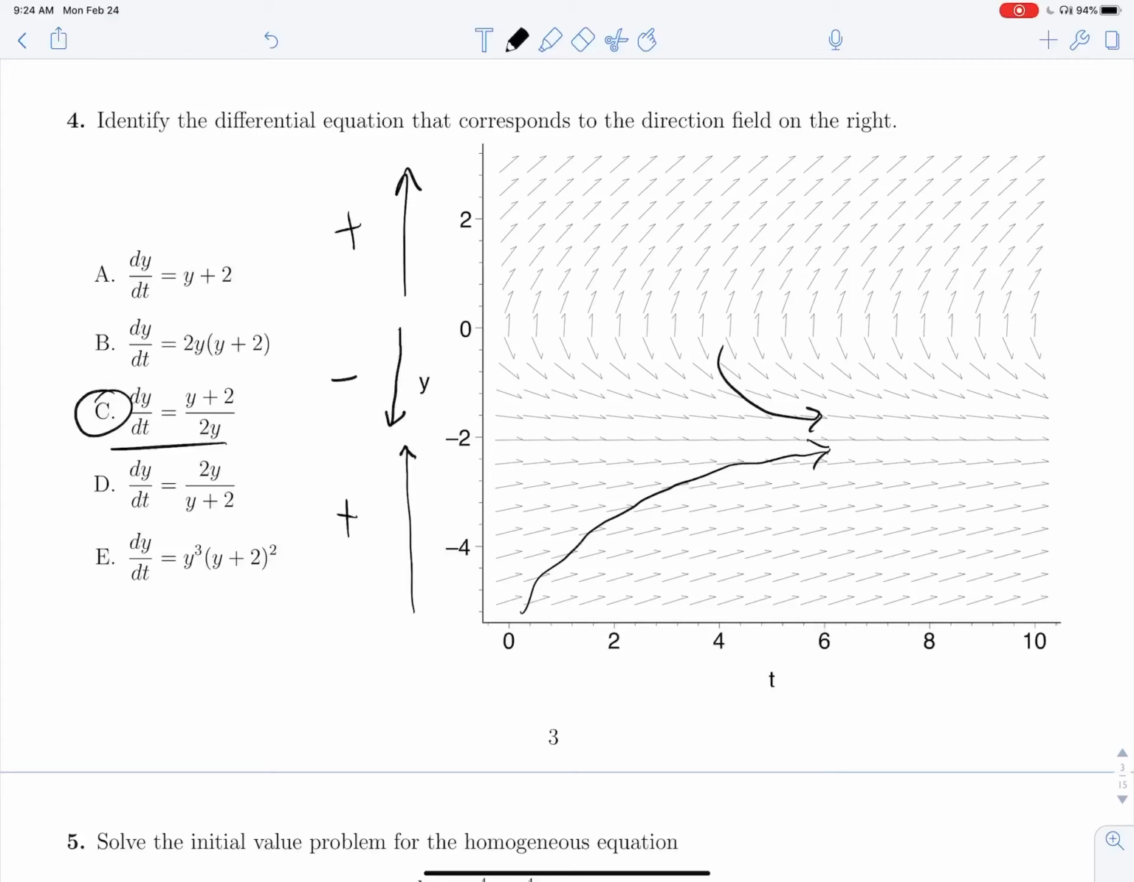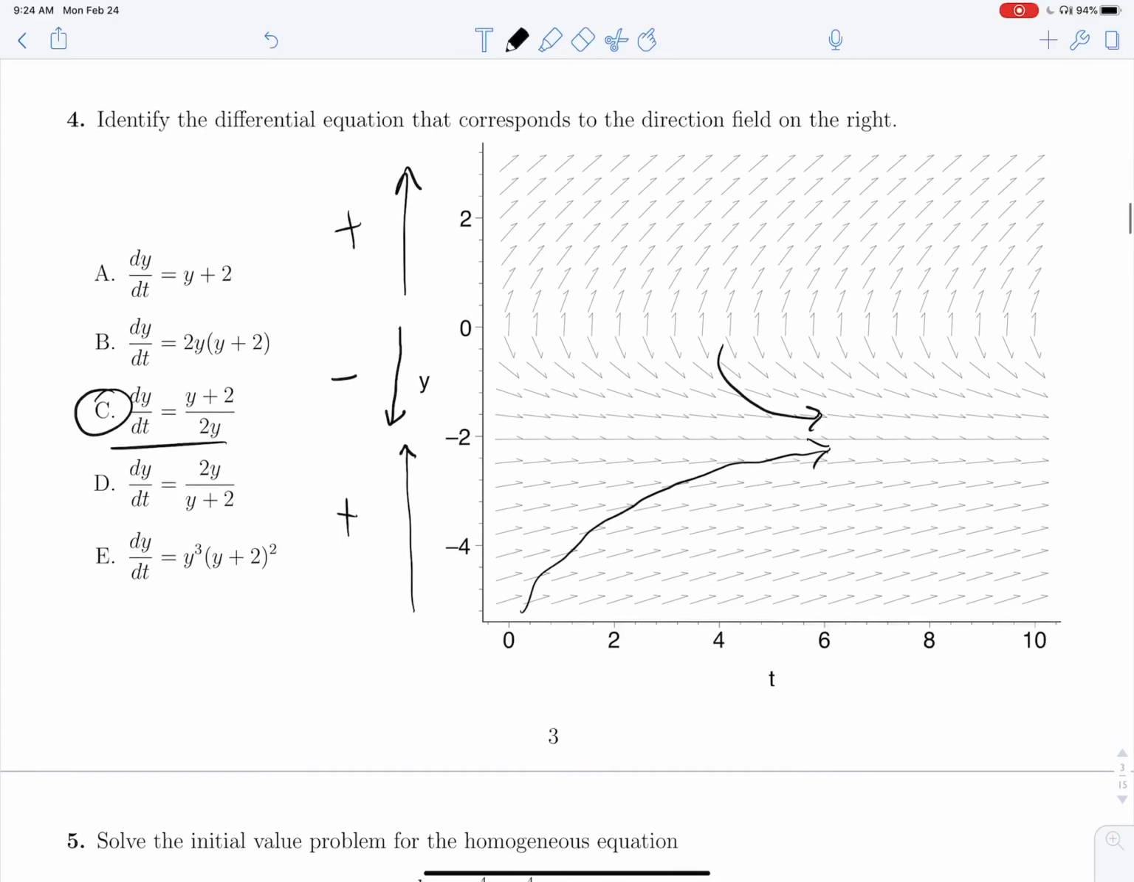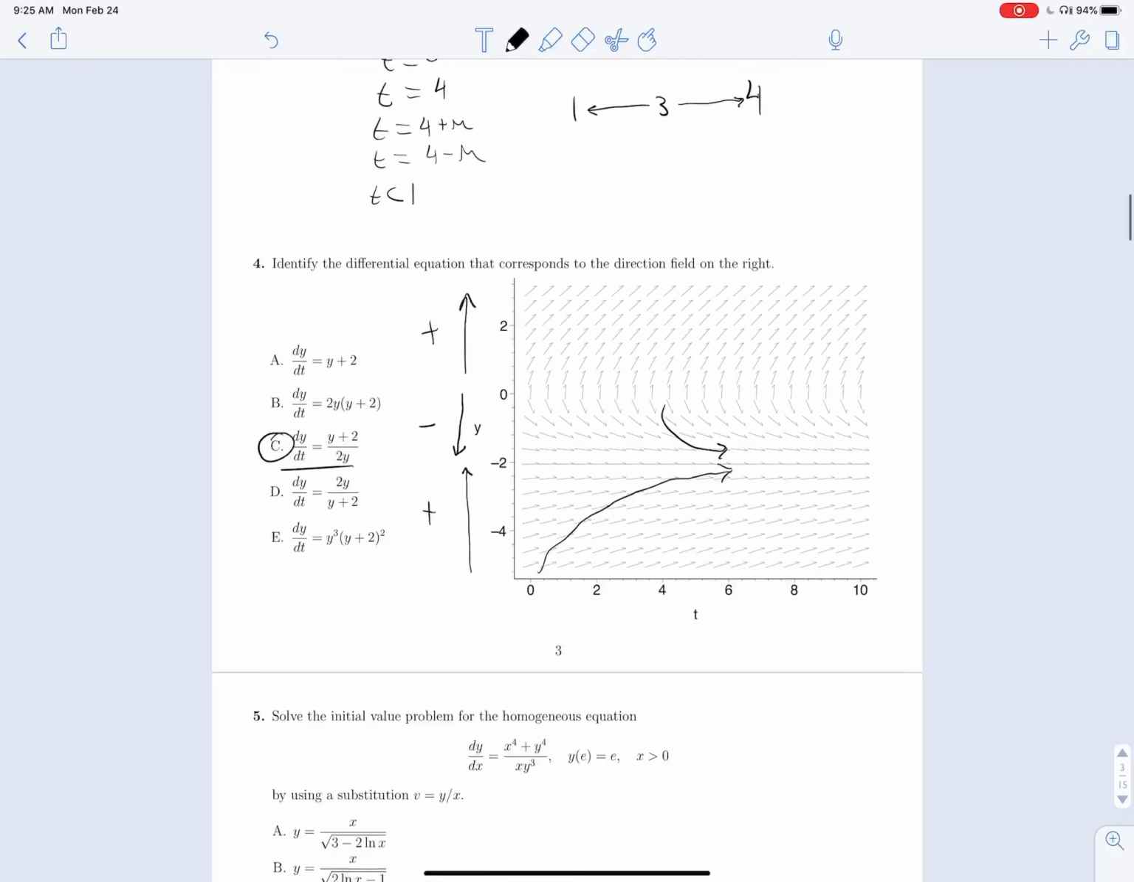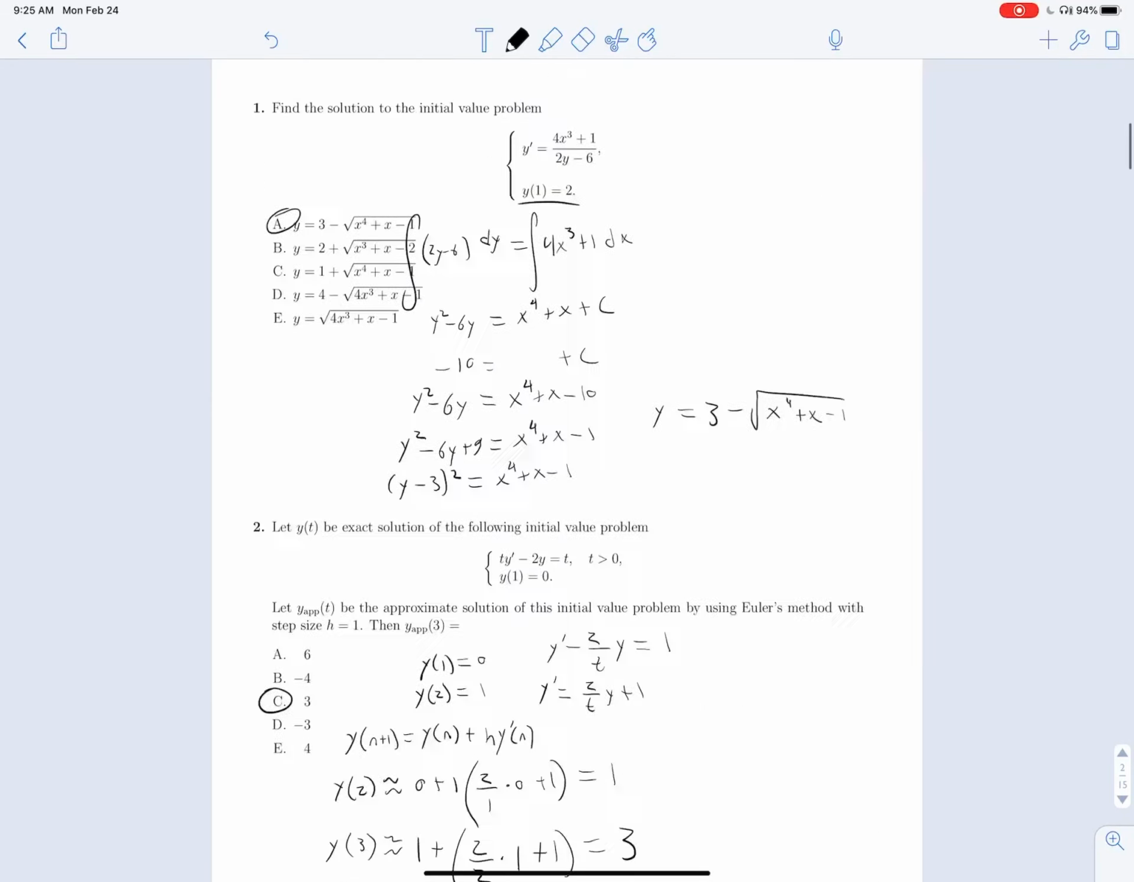And you can also see this behavior where when we're dividing by 0, or as y approaches 0 from either direction, our slope approaches infinity and negative infinity from either side. And I'm pretty sure that there's one of these other answer choices that acts very similarly, but it's harder to see that behavior. Okay, so 4 is C.